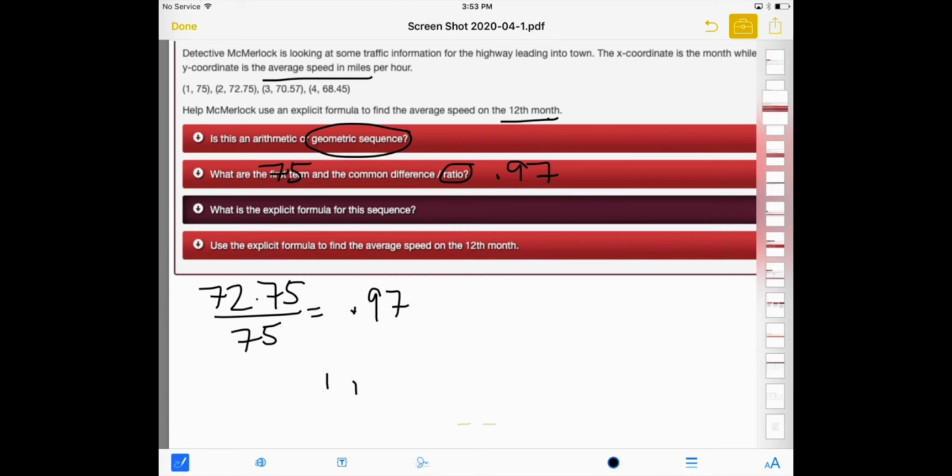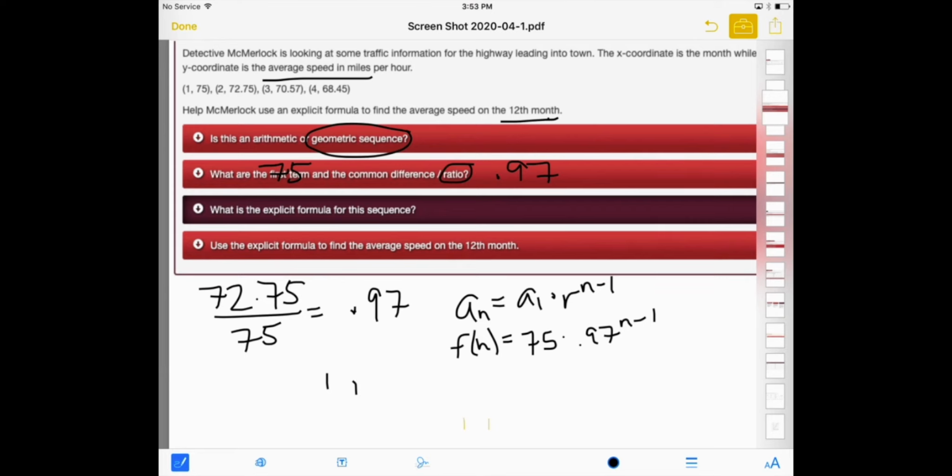Now, to write the explicit formula, we have to go back to what we talked about in the beginning of class. I want to go ahead and take a sub n, or f of n, however you want to think about it, equals my first term. So whether you say a sub 1 or f of 1, it's still the first term, which is going to be 75, times my ratio to the power of n minus 1. So then when I write that out, it's going to be 75 times 0.97, however you want to write it, to the power of n minus 1.